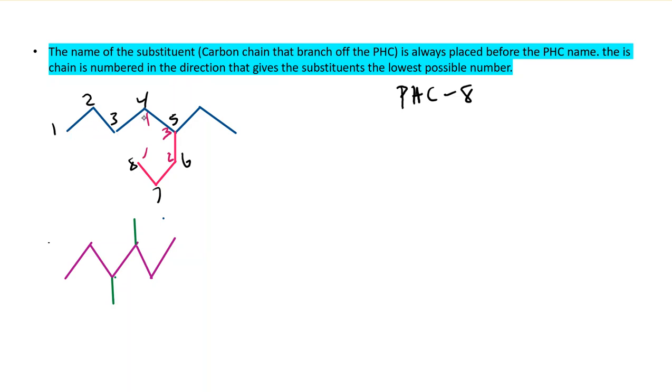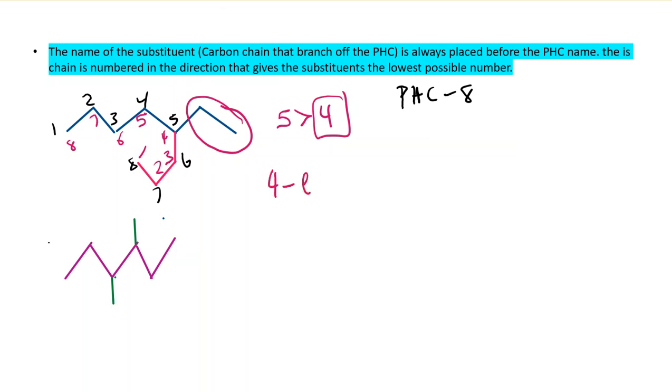Oh, sorry, I missed a carbon there. So I'm going to go 1, 2, 3, 4, 5, 6, 7, 8. This is our substituent, and we're picking between 5 and 4. Since 4 is less than 5, 4 is going to be the number where the chain branches off. So we're going to have 4-ethyl, because it's a 2 carbon chain, octane, and octane is the parent hydrocarbon chain.